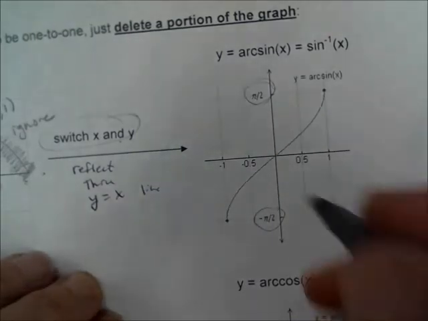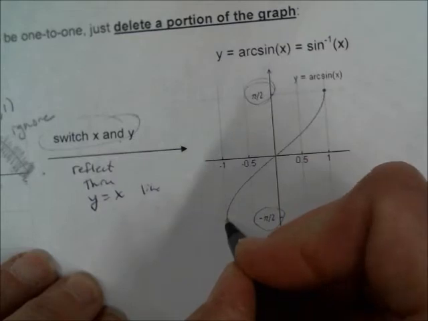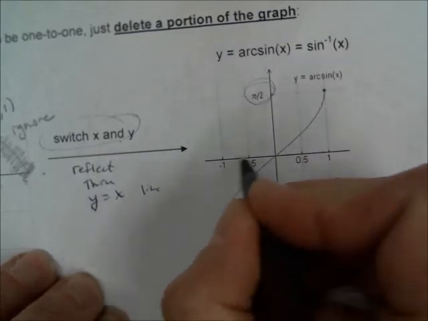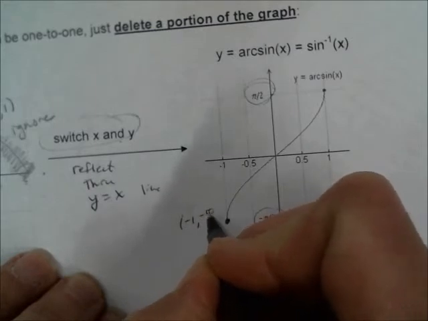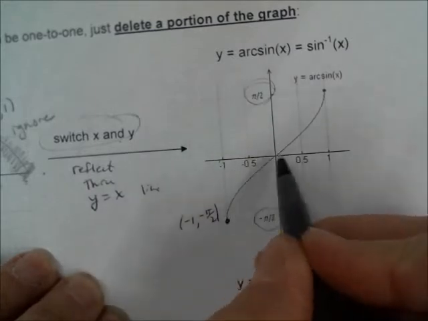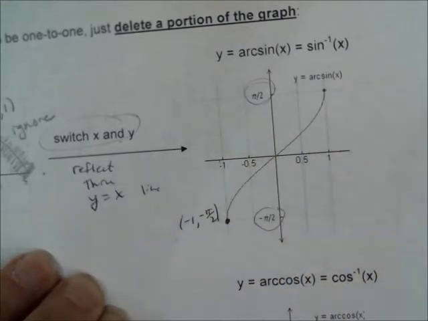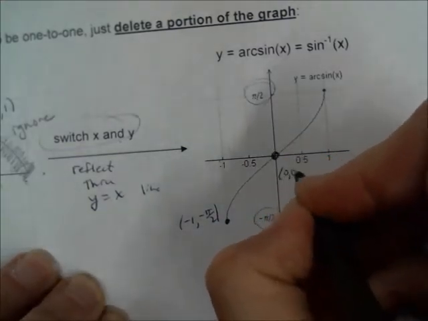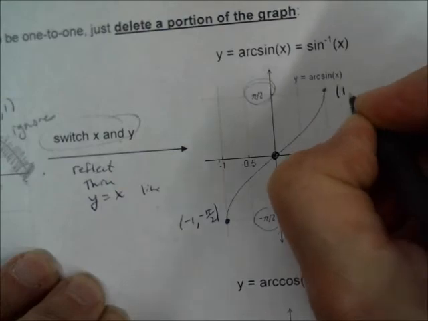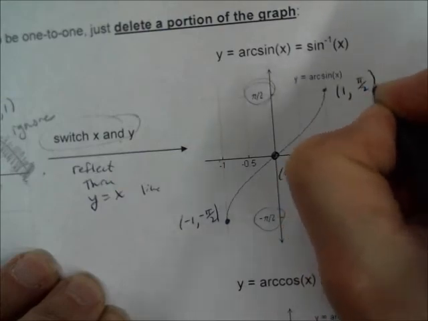So this first point right here, when you switch x and y, it becomes negative 1, comma, negative pi over 2. It's just the way that we mark our axes when we do inverse trig functions. This point right here is 0, 0. And this point right here is over 1 and up pi over 2.